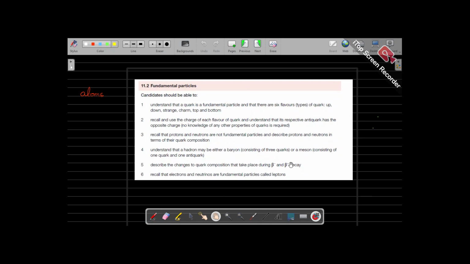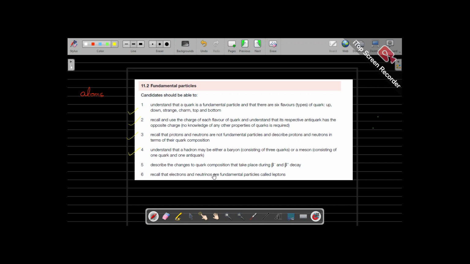Did we cover the learning objectives mentioned here? We have seen the flavors of quarks. Now we know that इनके ऊपर कौन सा charge मौजूद है. And yes, we have agreed upon that protons and neutrons, they are not fundamental particles. They are made up of quarks. And we have also seen that hadrons can either be baryons if they are made up of three quarks, or they'll be labeled mesons if they are made up of one quark and one antiquark.